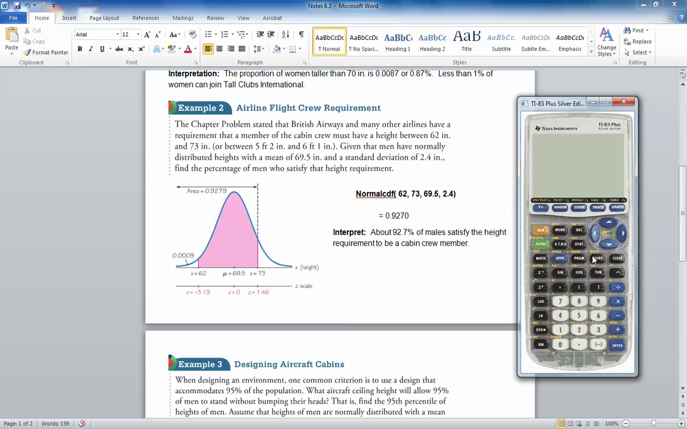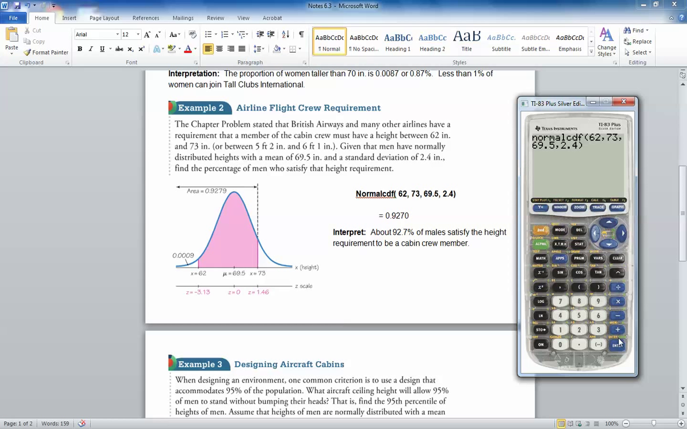All right, we go to normal CDF, and if we type in, we want to find out the area between a height of 62 and 73. So this time the low number in our interval is 62, the high number is 73. We have a mean of 69.5 and a standard deviation of 2.4.